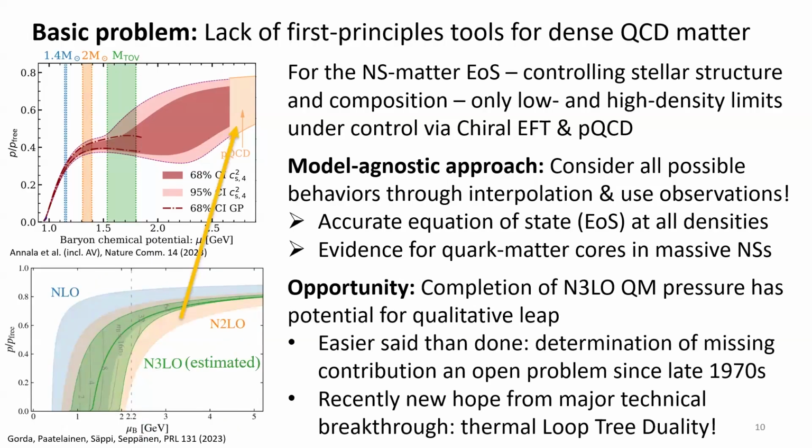And indeed, what I'm going to argue here is that we have a very unique opportunity right now. So this pQCD constraint, this yellowish band we have up here at very, very high densities, comes from a next-to-next-to-leading order equation of state for cold and dense quark matter, and we are now very close to finishing the next-to-next-to-next-to-leading order result, the N3LO result, which is this green curve here. There is basically one parameter missing, one number missing from the full N3LO result.